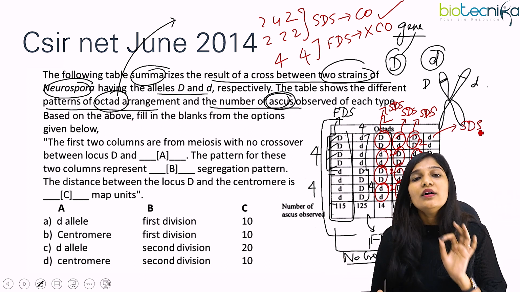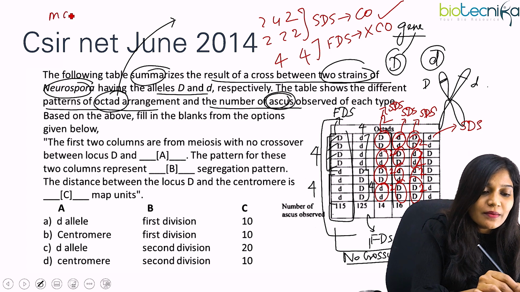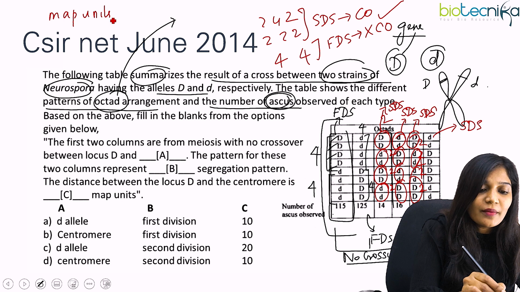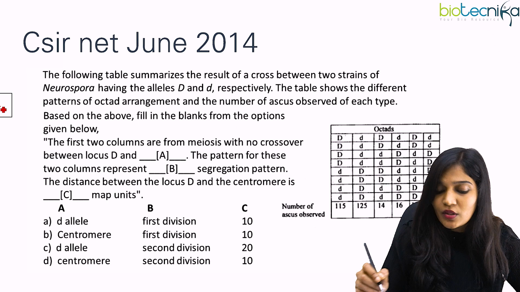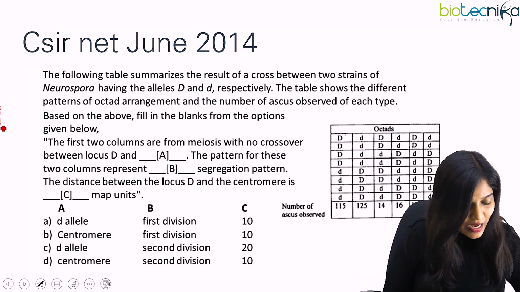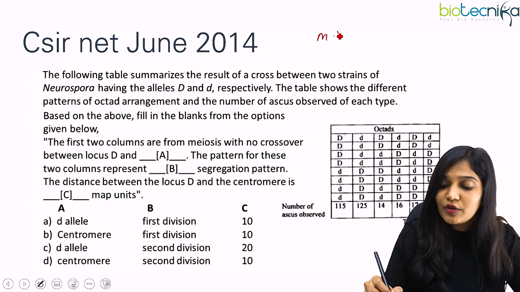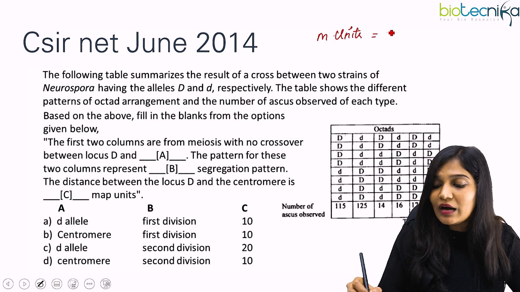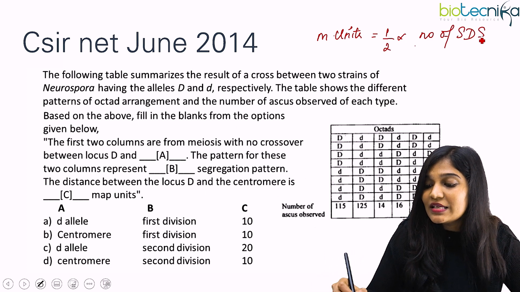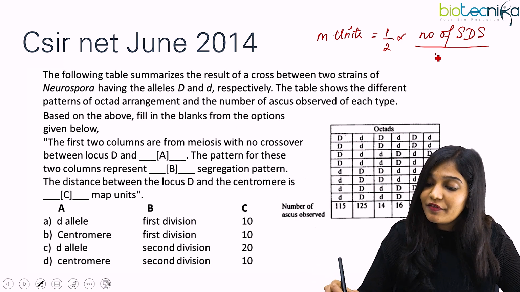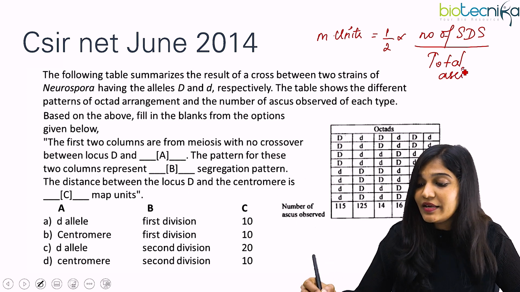Now I'm going to tell you the formula for how to calculate this. If you have to find out the map units, you should remember the most important formula. The formula is: map units is equal to half into the number of SDS, which means the second division segregation, divided by the total asci, into 100.